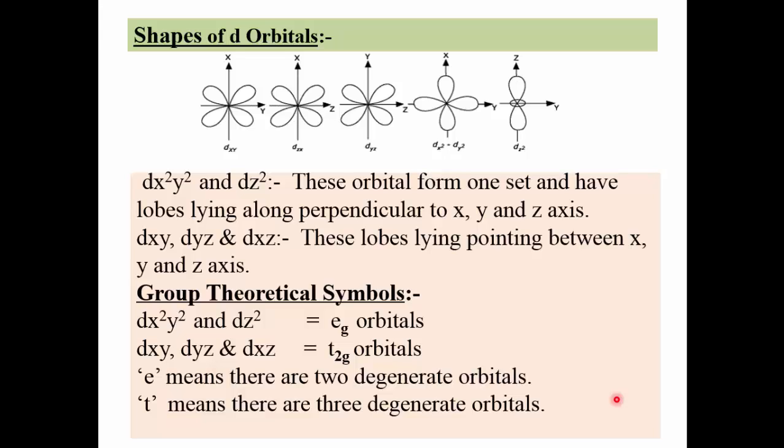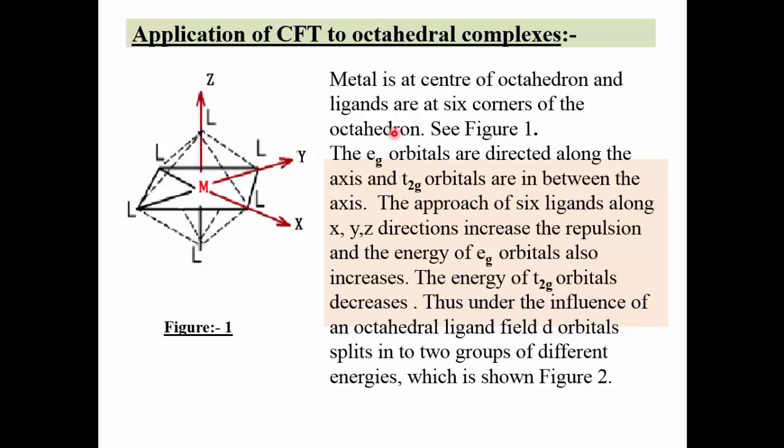eg means along the axes, along the x and y axes, along the z axis. Got it? And for the others, the lobes are in between the axes, x and y, x and z, y and z, and therefore these are called t2g orbitals. Then see a very important point, application of CFT to octahedral complexes. See here, this is the figure, this is the metal.